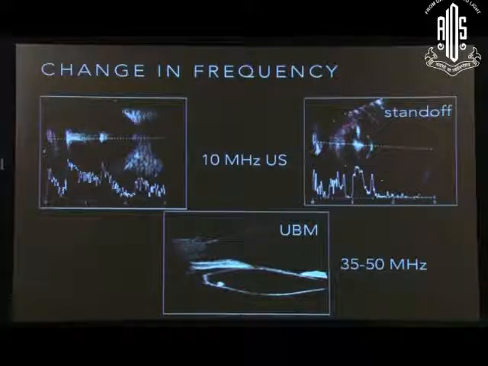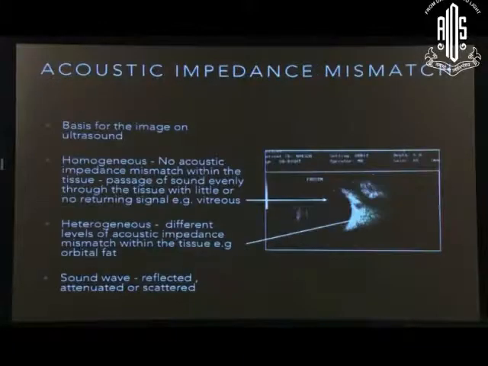Again, the picture is not that great. So what can you do? You can use a much higher frequency probe like the ultrasound biomicroscope, and this is able to pick out a tiny little foreign body in the posterior lens matter. But if you look at this, here you see the posterior globe wall. As you use the standoff, this disappears, and at high frequency, this is the best you can see.